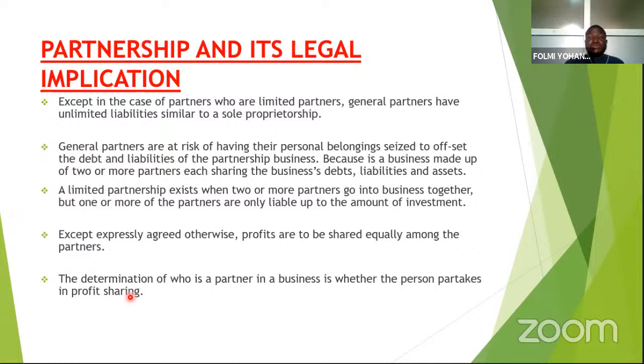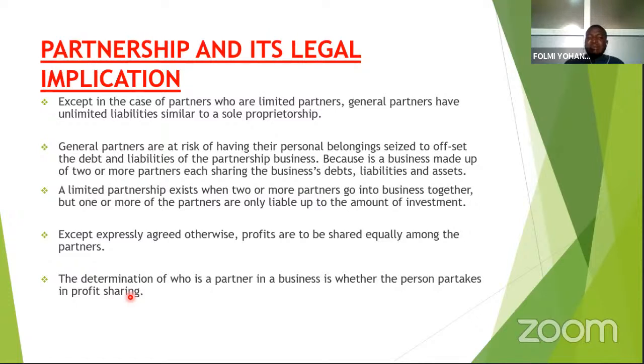So once you decide to run a general partnership where you and your partner are general partners and you decide to borrow money from any financial institution, if you're unable to pay that money and they want to offset the debt, they'll come after you personally, your personal belongings, for them to offset that debt.